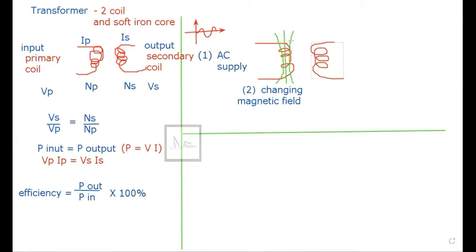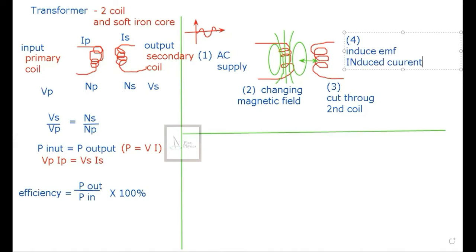So what happens when they change? It will go to the secondary. So the third point comes in: it will cut through the secondary coil. The magnetic field becomes stronger, becomes weaker, stronger, weaker. It means the magnetic field will go touching the secondary coil and come back, also cutting the secondary coil. So when it cuts, it will produce induced EMF, induced current. So these 4 points must be remembered.